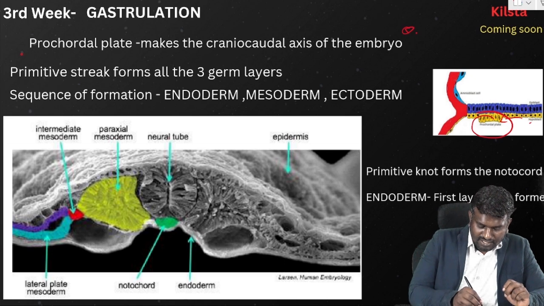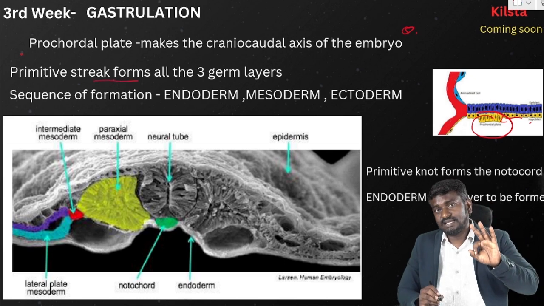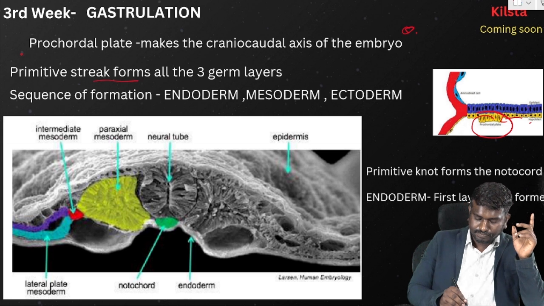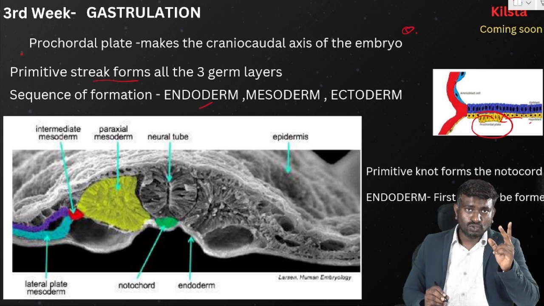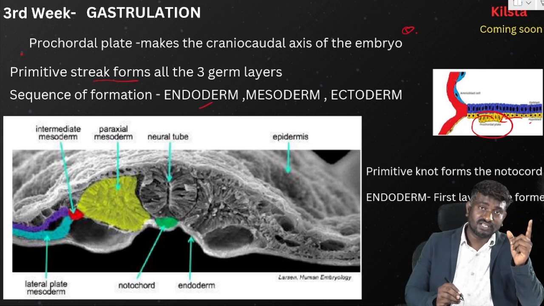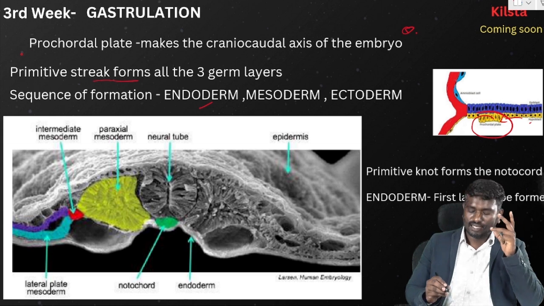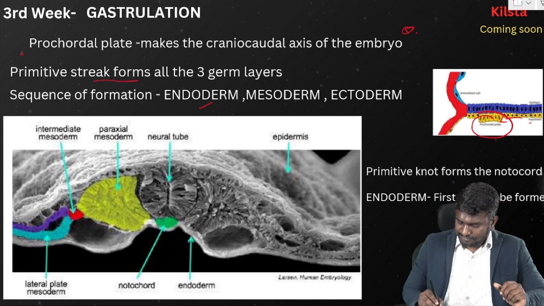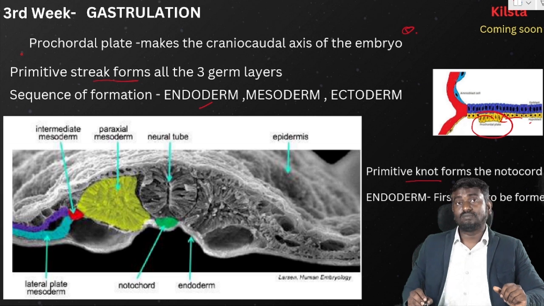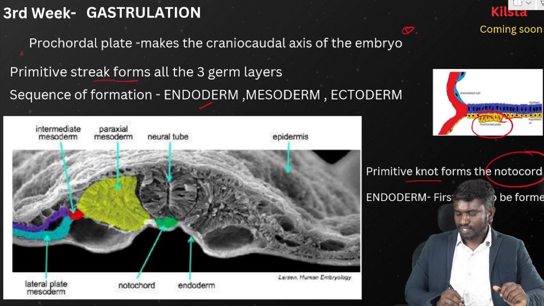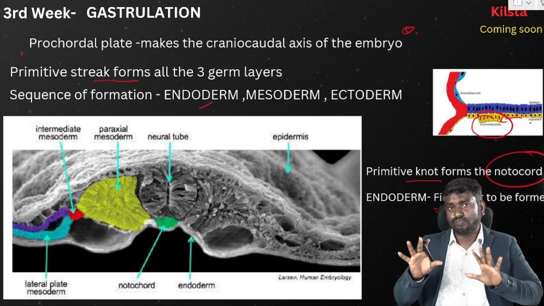Next, the primitive streak forms 3 germ cell layers. First is going to be endoderm, mesoderm, and ectoderm. I repeat, first is going to be endo, meso, and ecto. And then the primitive knot actually forms the notochord. Endoderm is going to be the first layer to be formed. These are the important points.